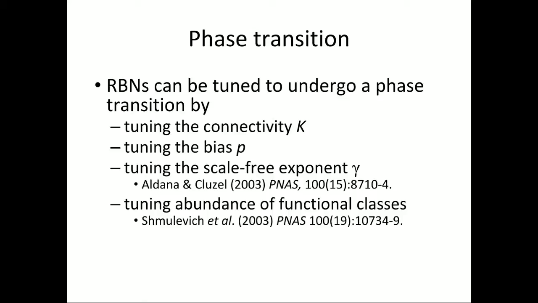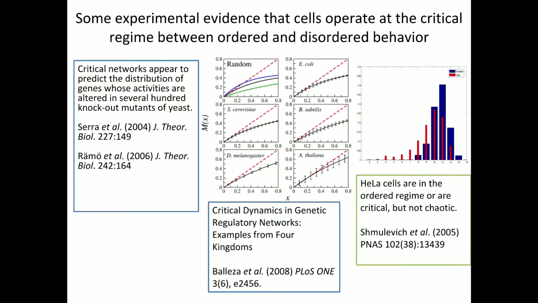We can tune K, we can tune P, we can tune other things that I won't talk about because that's not important. The point is that we have tools to create large model networks that can be with any Lyapunov exponent. They can be ordered, they can be chaotic, or they can be precisely on the critical phase transition.